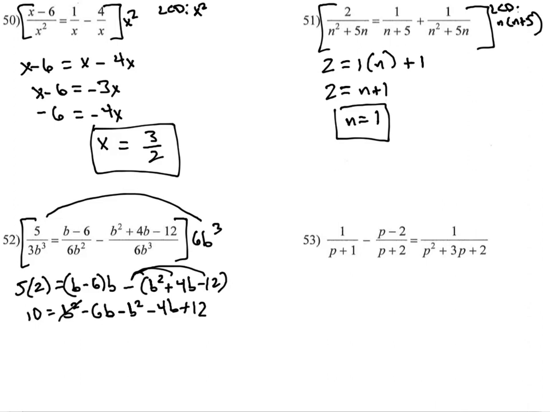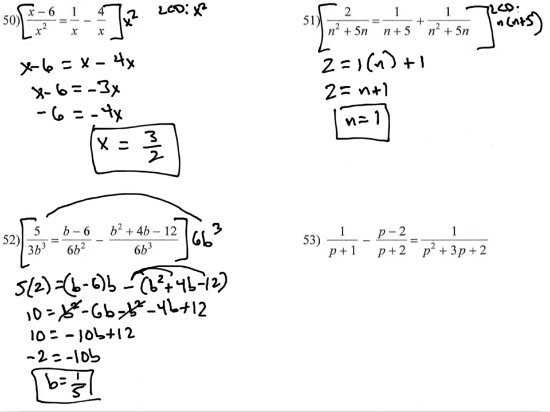Okay, b squared minus b squared crosses off, that's nice. We have 10 equals a negative 10b plus 12. I'm going to subtract 12. Negative 2 equals negative 10b. b is going to equal a positive 1/5.